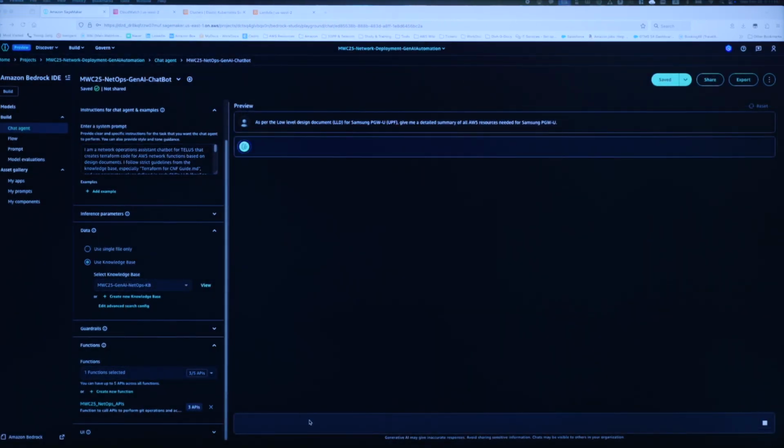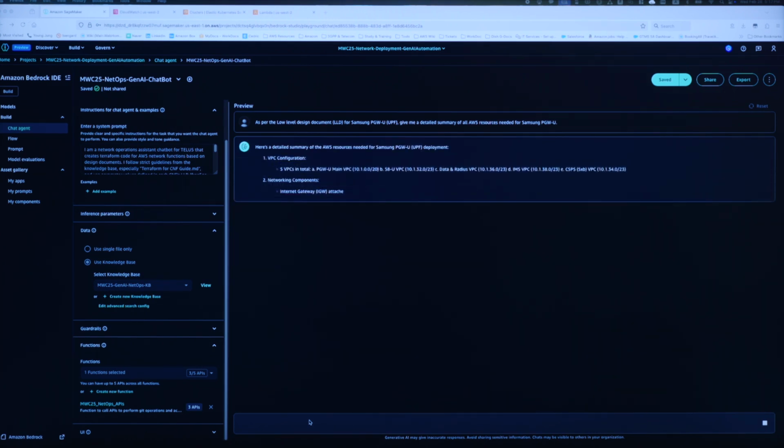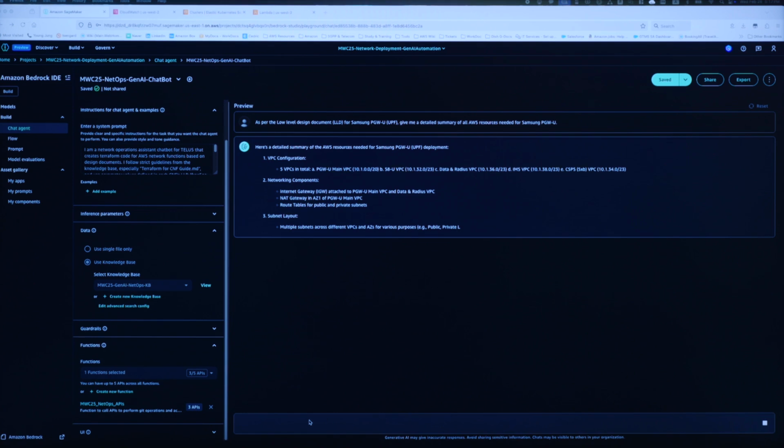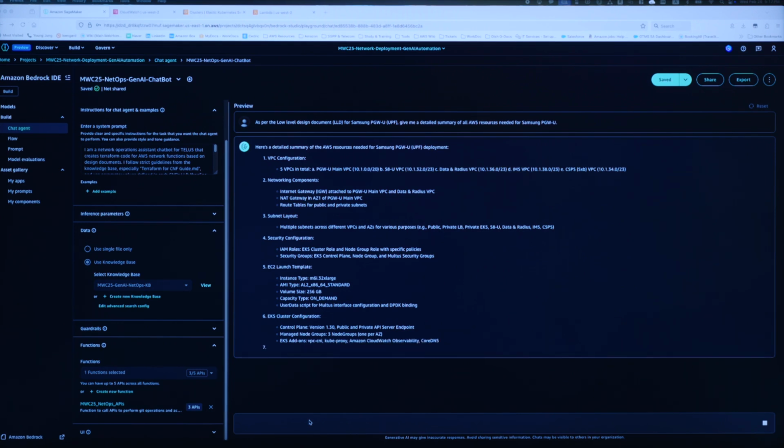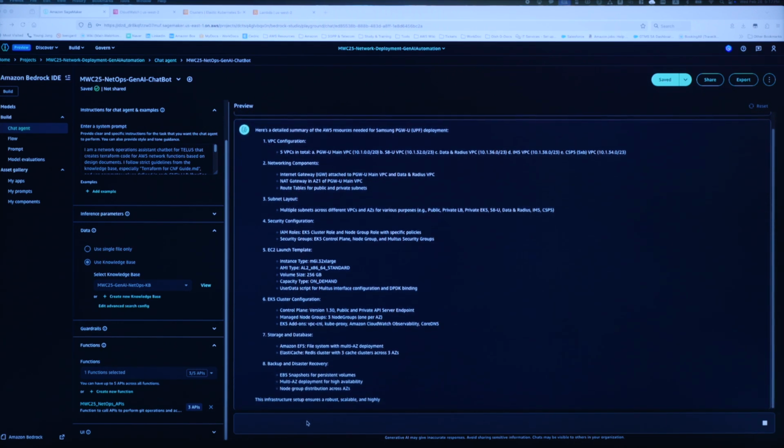Now a network operator who is in front of a chatbot would use natural language queries or commands to inquire about the network. In this case, he's asking to provide details of all the AWS resources that are needed to deploy a Samsung P gateway on AWS.